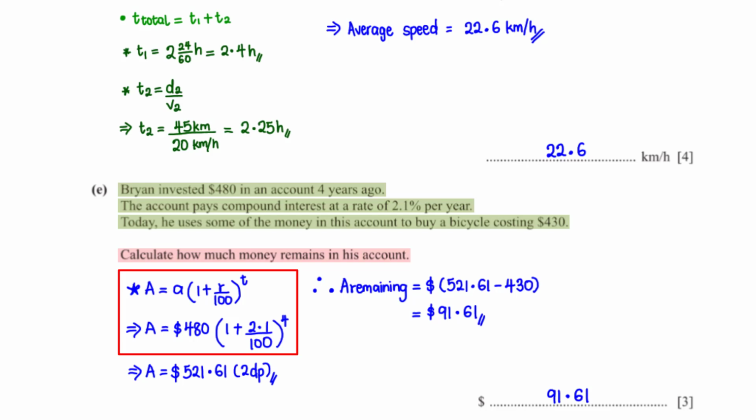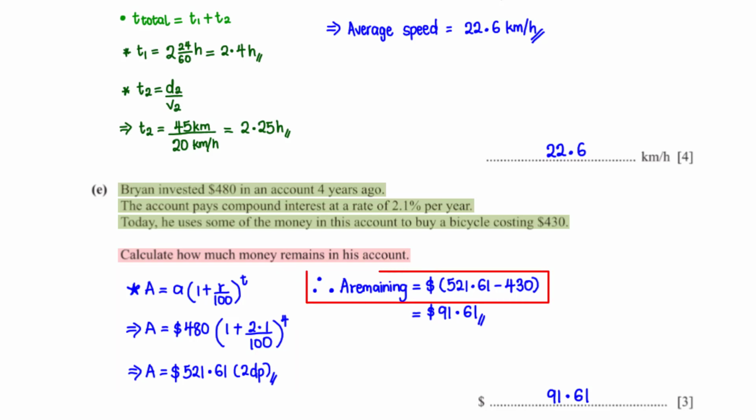When we type this into the calculator, we get $521.61 rounded to 2 decimal places. After he buys the bicycle, the amount that remains in his account is $521.61 minus $430, which is equal to $91.61.